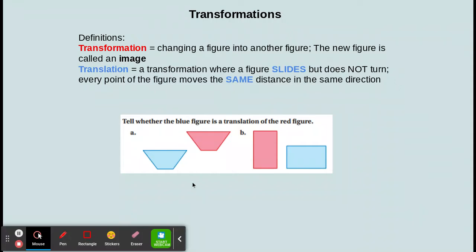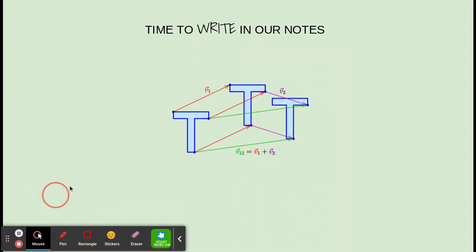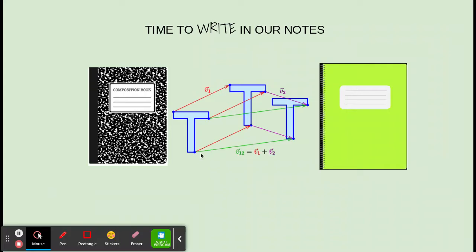direction. So if we look at example A, we see that this red figure is a translation of the blue one because it has moved up and to the right. In example B, the blue rectangle is not a translation because it has been rotated. So now it is time for you to write in your notes. There are 3 fill in the blanks.